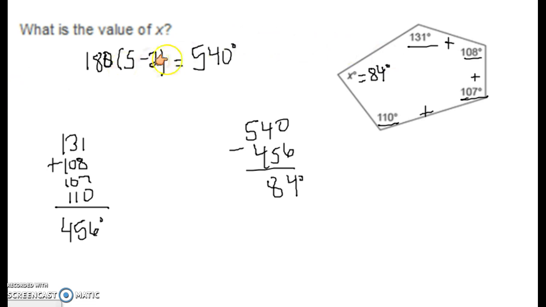So to do a problem like this, you're going to have to start off by finding the sum of the angles. Count up the sides and then plug it into the formula. And then once you know what the sum of them has to be, add them all up and subtract from that total sum.